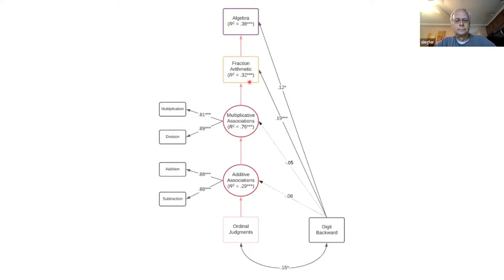All of the indirect paths for the non-adjacent layers of the hierarchy were also significant. So these results support our hypotheses.